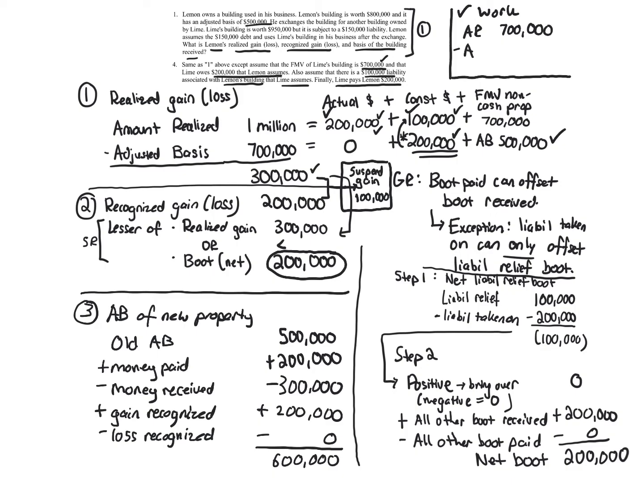Subtract away the basis, using the calculated basis from step 3, which is $600,000. That gives us $100,000 realized gain, and you're selling for cash, so it's always going to be recognized because there's no non-recognition rule that will apply when you sell for 100% cash. We've got $100,000 realized, $100,000 suspended, boom, they match, we checked our work.